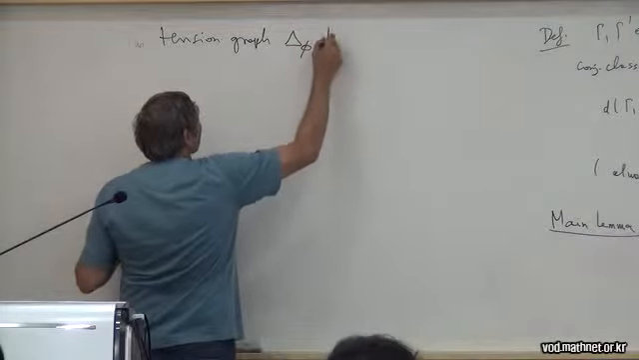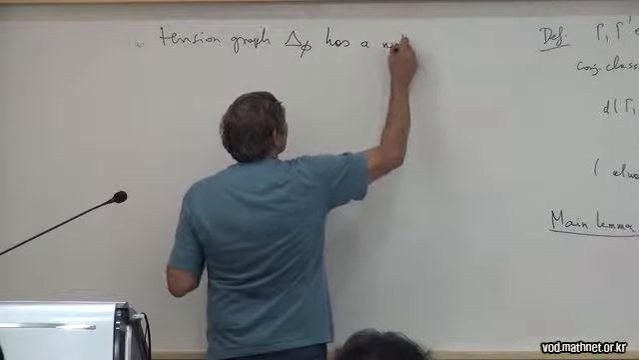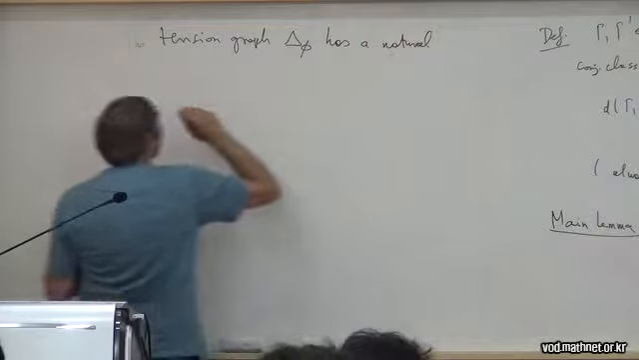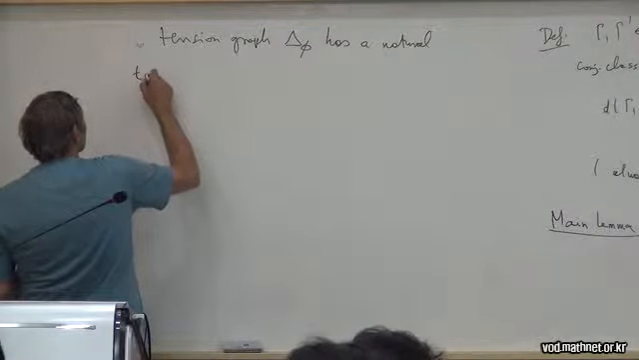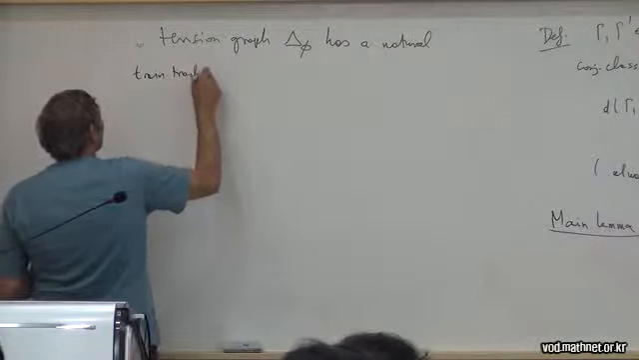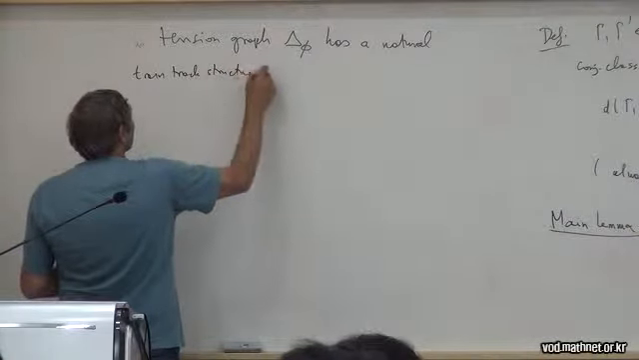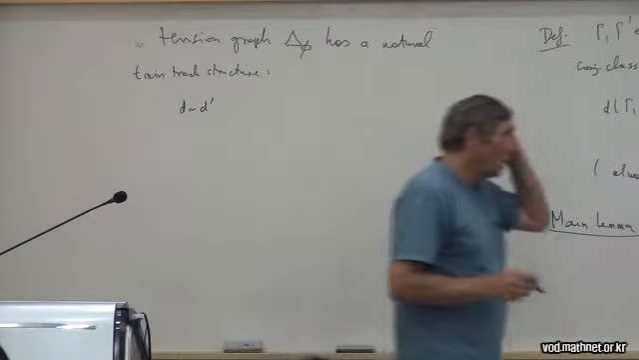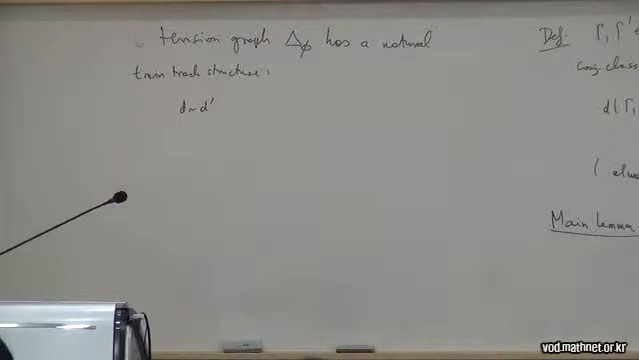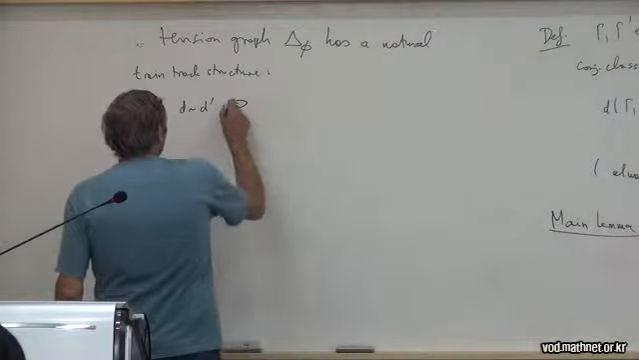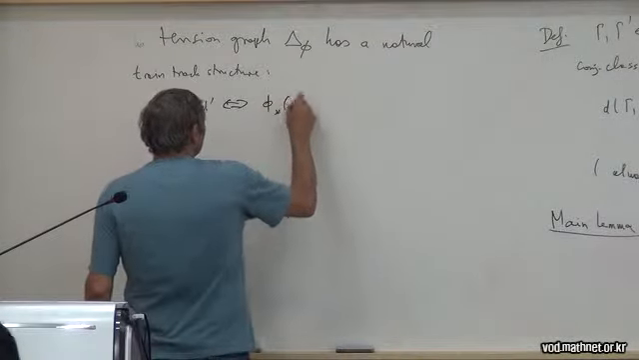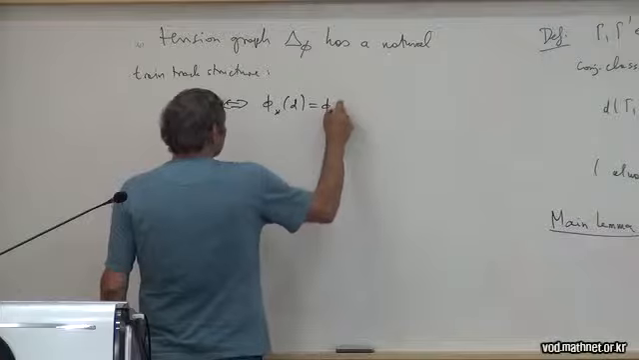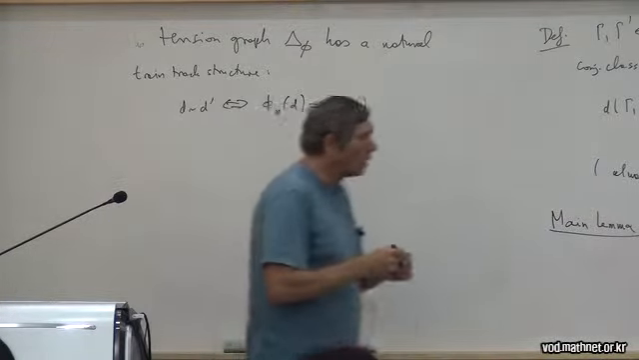The tension graph Delta phi has a natural train track structure. So D is equivalent to D prime. D and D prime are two of these vectors based at some vertex, like here or maybe here. They're equivalent if and only if phi star of D is equal to phi star of D prime, if they have the same image.